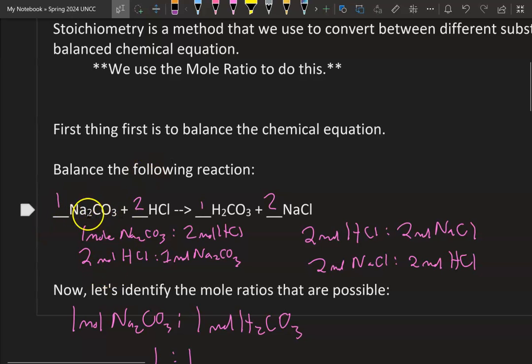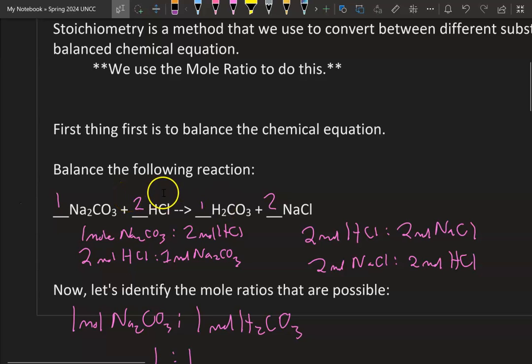So first of all, sodium carbonate reacts with HCl. So this is an acid, and this is a base. When the acid reacts with the base, it's going to produce the salt plus its other counterpart. And so in this case, it's hydrogen carbonate.